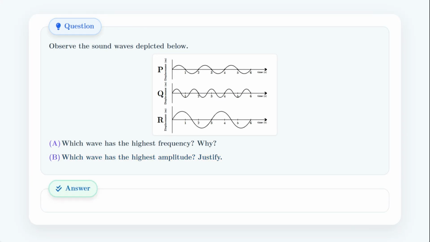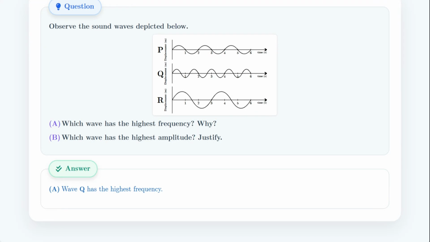Do you have your answers ready? Let's verify them together and see if you got them right. Starting with Part A. The wave with the highest frequency is wave Q. Did you guess it correctly?